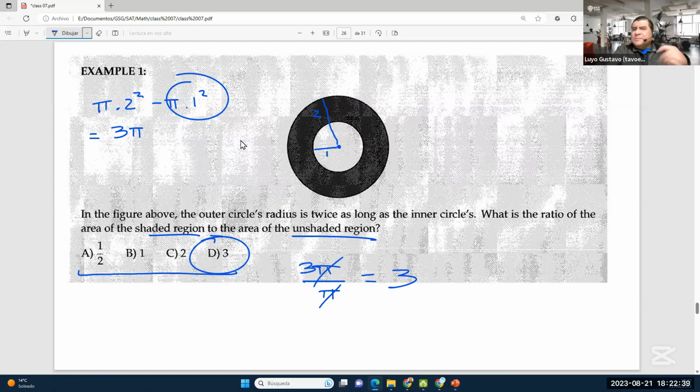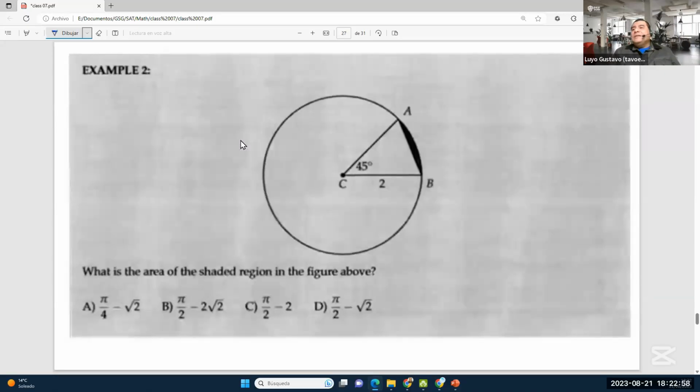This is always a smart choice because you avoid complicating yourself with variables and expressing the operations. Just use simple values. Yeah, it works. This kind of assumption works whenever you have only numerical values in the answer choices. Now, this one is a little bit more challenging. What's the area of the shaded region in the figure above?